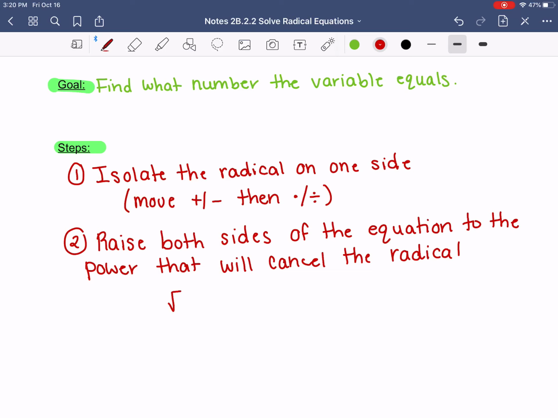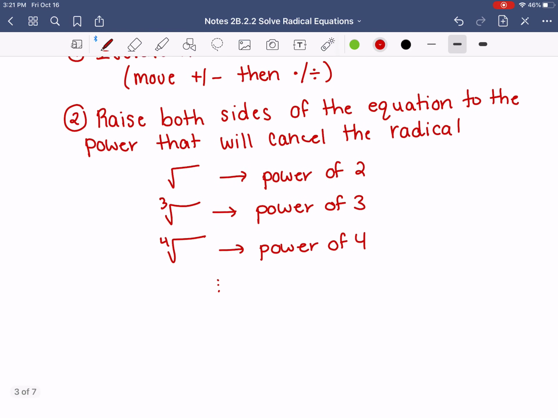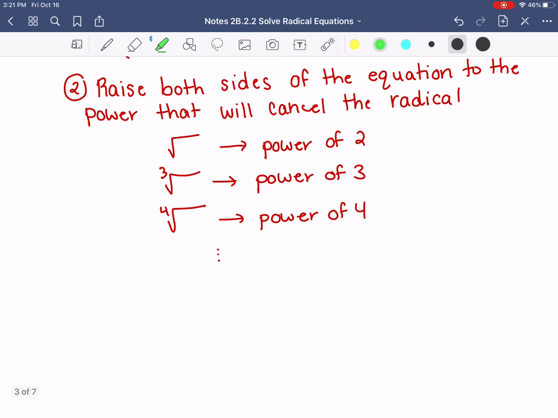So if you just see a square root, that means you're going to use a power of 2. If you see a cube root, that just means you're going to use a power of 3. If you see a fourth root, you're going to use a power of 4, and so on, right? The pattern just continues. Whatever they call this number right here, it's called the index. So whatever your index is, your power is going to match it.